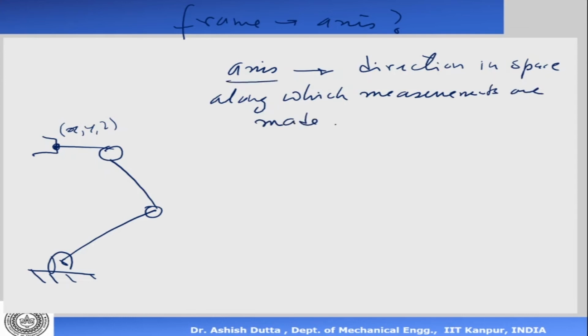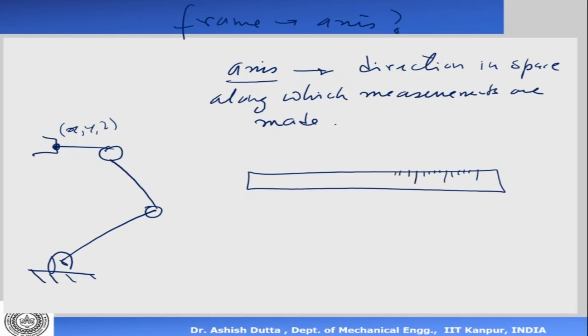Okay, so an axis is a direction in space along which measurements are made. If you say x-axis, then the measurements are made along an x-axis. For example, your scale, you're used to the scale, right? This is your scale by which you measure distances. So if I say this is my x-axis, then I'm measuring along this scale, and whatever is the distance, if this is my 0, then that is my axis. Okay, this is my x-axis.